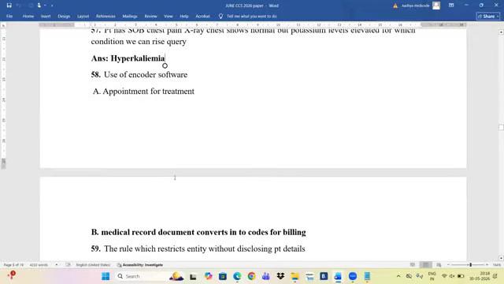Next, use of encoder software. Encoder is coding software. It is used to look up medical codes for billing purposes, either ICD, CPT, or PCS. Just like how we use the book, we can use the encoder and look up the medical codes for billing purposes. So medical record documentation converted into codes for billing should be the encoder software.